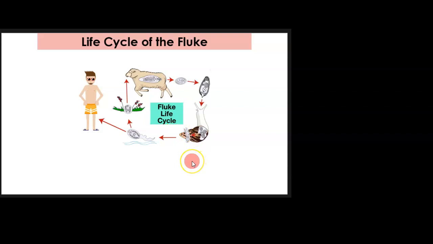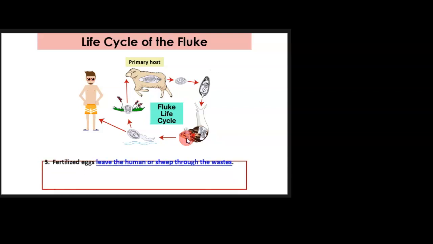Now, if we look at the life cycle of the fluke, it is a little bit complicated. There are several steps, and you have those steps down in your notes. So in this case, we have the primary host of a sheep, of a mammal. Fertilized eggs leave the human or sheep, either mammal, through the waste of those animals.